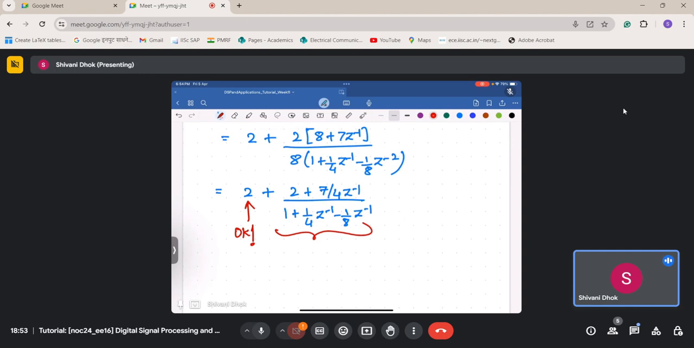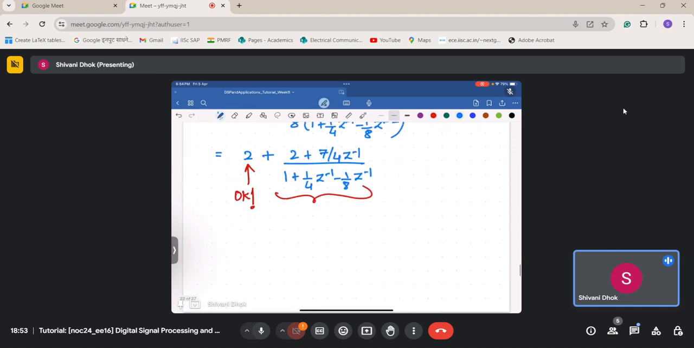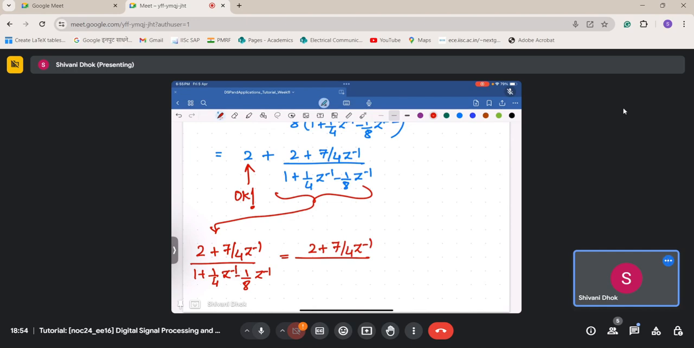Let's consider this separately. So we have 2 plus 7 by 4 z inverse upon 1 plus 1 by 4 z inverse minus 1 by 8 z to the power minus 2. This I can write as 2 plus 7 by 4 z inverse divided by, and this denominator I can factorize as 1 minus 1 by 4 z inverse into 1 plus 1 by 2 z inverse.